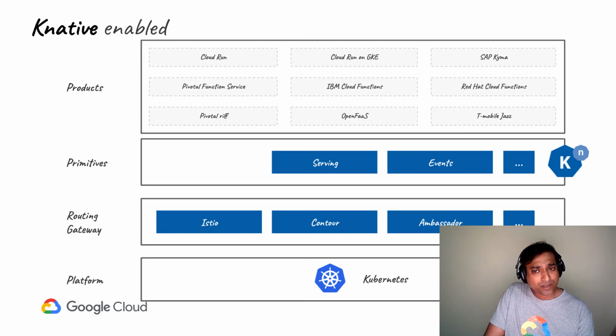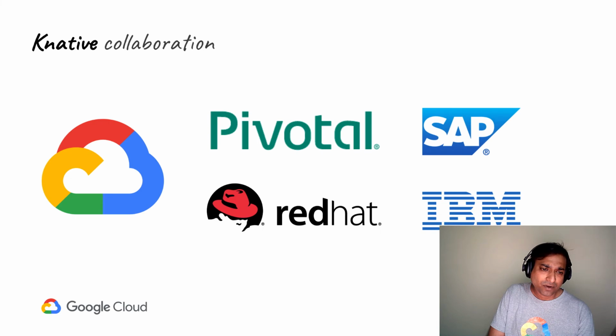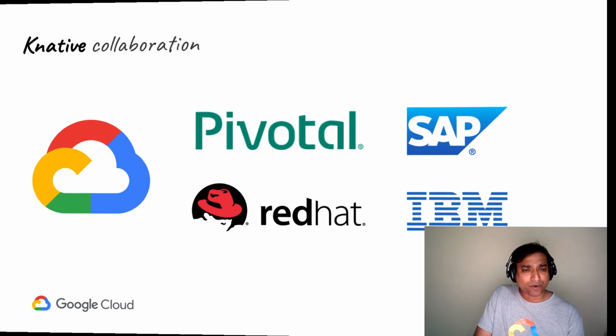CloudRun is from Google, for instance, and CloudRun on GKE is again a different variant. So the different organizations are contributing to the Knative framework now, as it is slowly becoming a de facto standard, just like the way Kubernetes was a de facto standard for the orchestration layer. Knative is becoming a standard for deploying serverless applications on Kubernetes. So these are the projects. Let's talk a little bit about CloudRun.